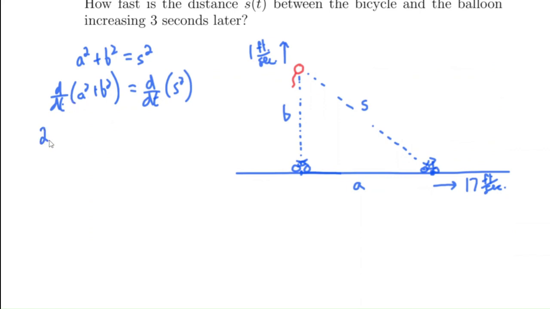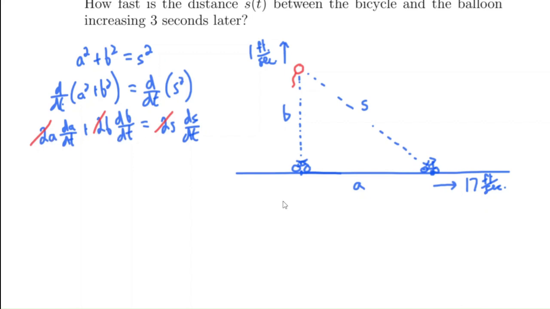So what we're going to get is 2a times dA/dt plus 2b times dB/dt equals 2s times dS/dt. Now let's actually just cancel the 2's here. We can divide both sides of the equation by 2. I didn't do that in the last problem with the airplanes, but you can do that. I'll get rid of some 2's here.